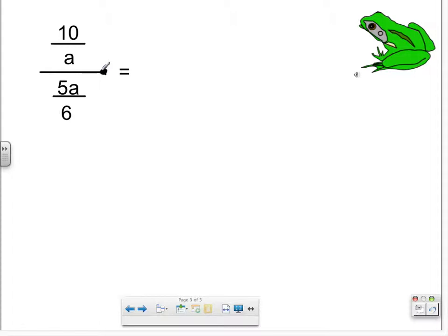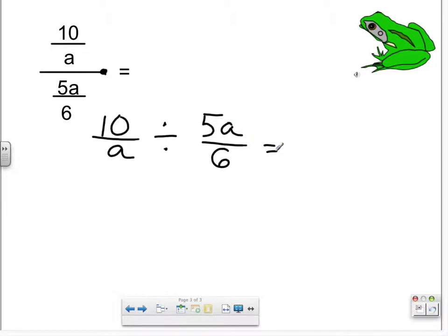So now I know I've got 10 over a divided by 5a over 6. So I'm actually going to rewrite it. 10 over a divided by 5a over 6. Now the question is, do you remember how to divide fractions? Well, there's steps you need to remember to do it. And I have a feeling, I know you did it last year with brownie pans, but it was kind of hard to remember what the rule was.